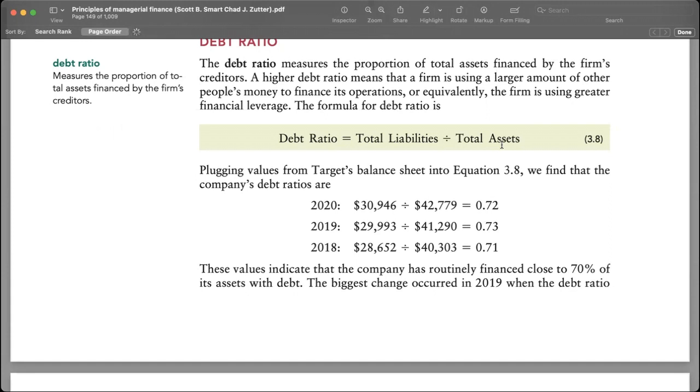So how to understand what is the appropriate optimum level? Calculate the industry average and compare with that. Okay, so for the debt ratio, the calculation is very easy, and to identify whether it is good or bad, you have to compare it with what? With the industry average debt ratio.